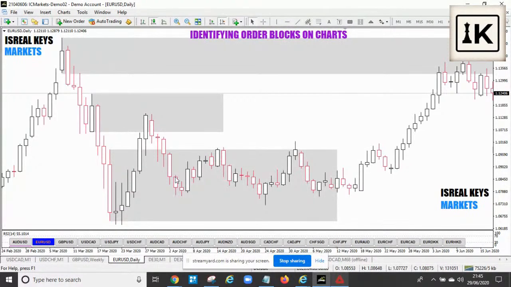Okay, it caused price to drop. And as price dropped, it dropped into where this humongous bullish order block is, this red candle before this rally up. And price has not been able to break through it. It's just been bouncing between these two order blocks. There's another order block here.